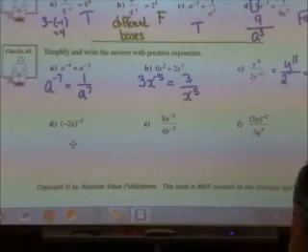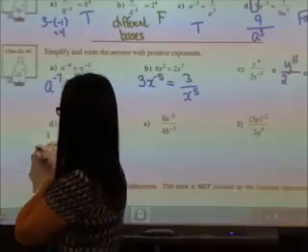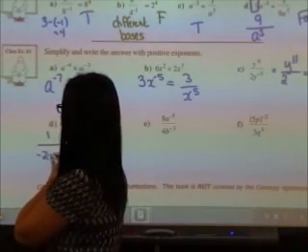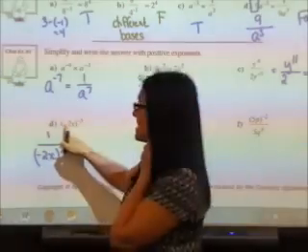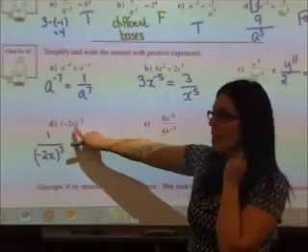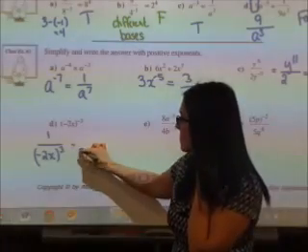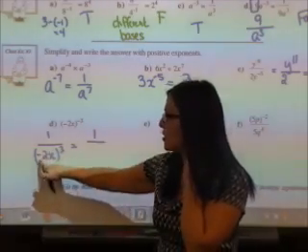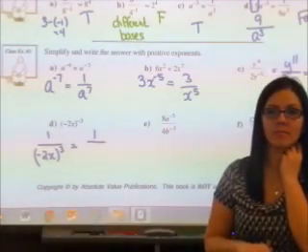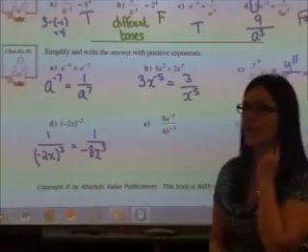Okay, what happens with D? I got 1 over 2x to the power of 3. It'd still be a negative. So this negative here would still stay. It's this negative that becomes positive, not the negative on the coefficient. So negative 2 to the power of 3. Negative 8. And then x to the power of 3.